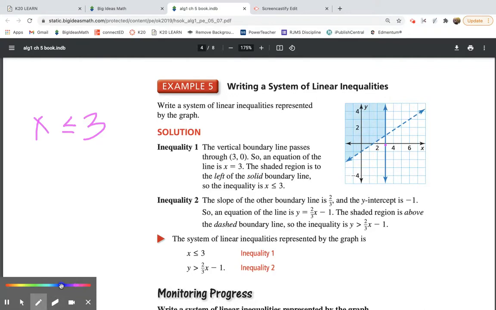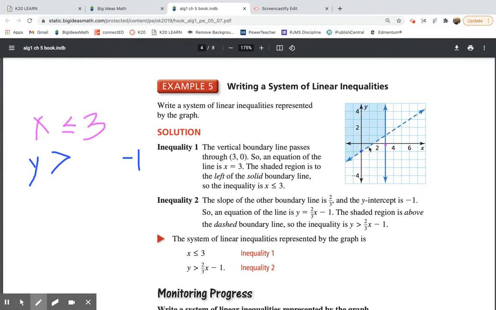For our other one, it's a slant, so you know it has a y and an x. It's dotted, so we know it's either greater than or less than. And it's shaded above that line, so that means greater than. It crosses the y-axis at -1. So whatever my slope is, my y-intercept is -1. So I've got something minus 1.